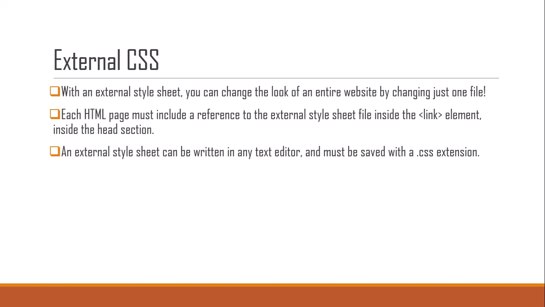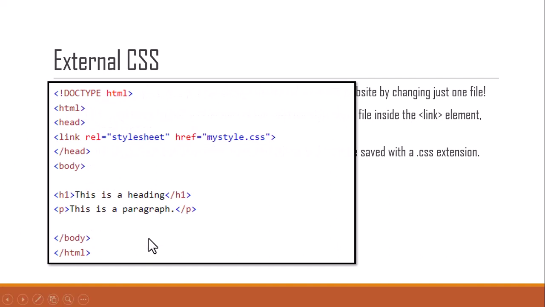An external style sheet can be written in any text editor. You can write it, and it must be saved with a .css extension. As an example, here we have a web page, and there is no style sheet. But in the head, we see a link tag, and it has a rel attribute and href attribute. Rel indicates that it is always a style sheet. So we are using cascading style sheets, which will be indicated by the style sheet value. And href indicates the location of your cascading style sheet. So we have mystyle.css file inside the same folder or directory the web page is.